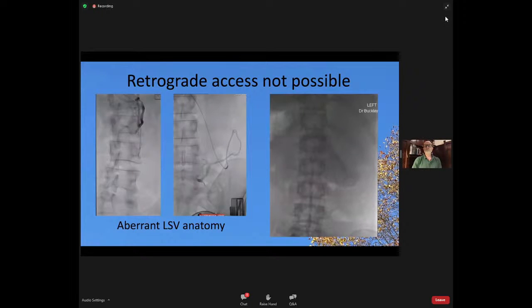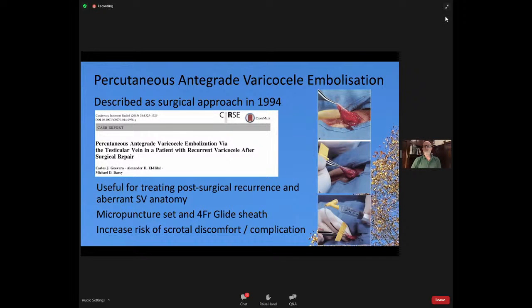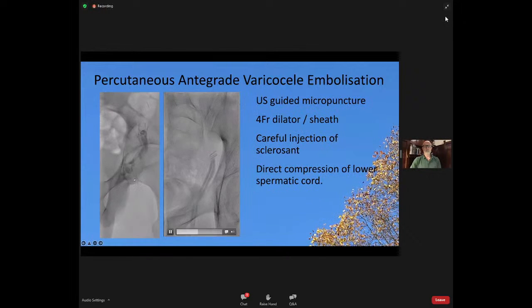Retrograde, very briefly, spermatic anatomy can be very varied, and sometimes it can just be very difficult to get into the spermatic vein. And so on those occasions, we can do a retrograde direct approach. It's been described surgically, but in actual fact, we use a micropuncture set, a 4 French glide sheath. And here's an example here where it's a 21G micropuncture needle into the spermatic vein.